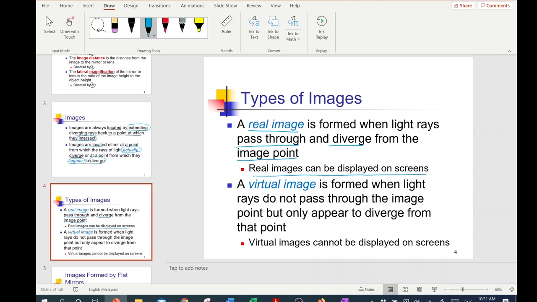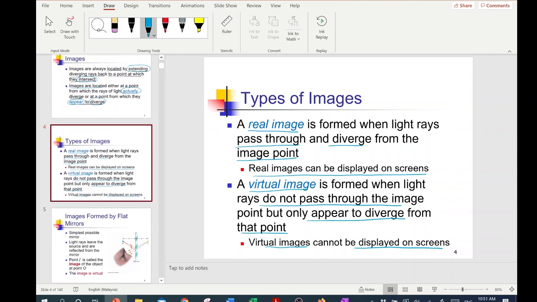Now let's have a look at the other type of image, which is the virtual image. It is formed when light does not pass through the image, but only appears to diverge from that point, and therefore a virtual image cannot be displayed on a screen. That is the property of a virtual image.